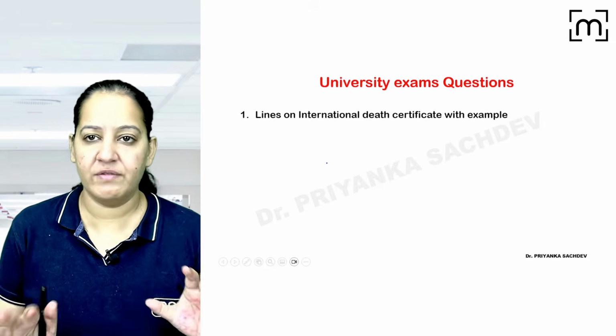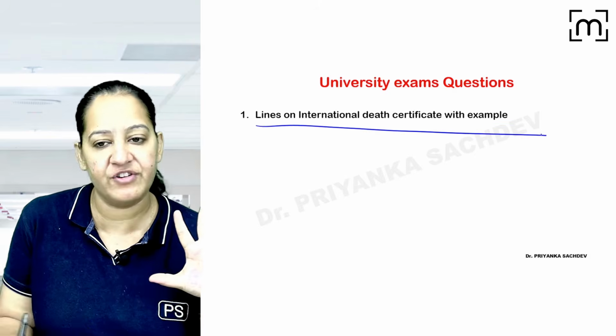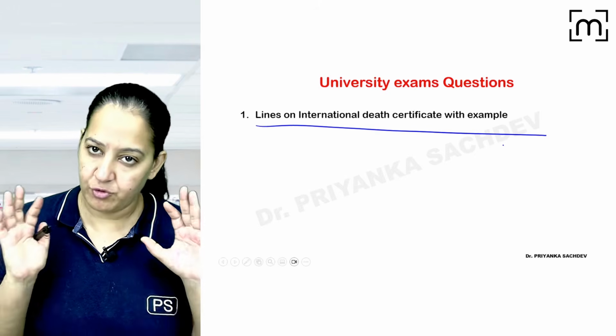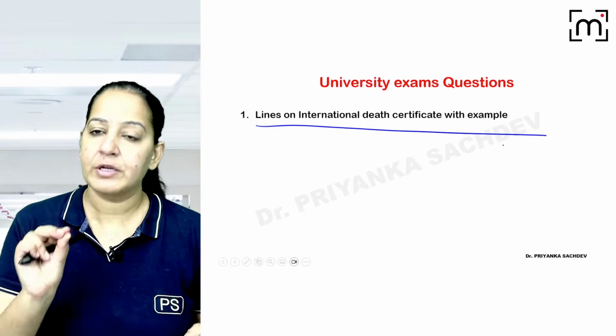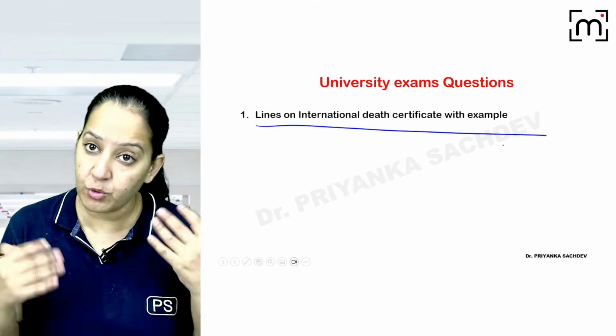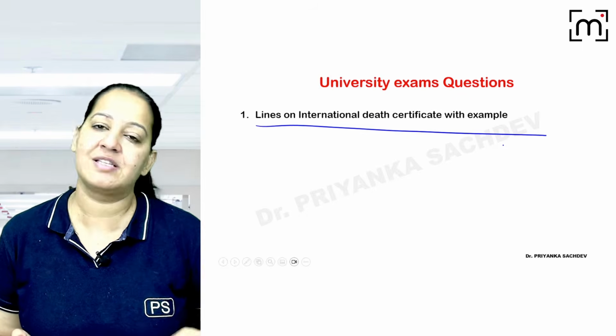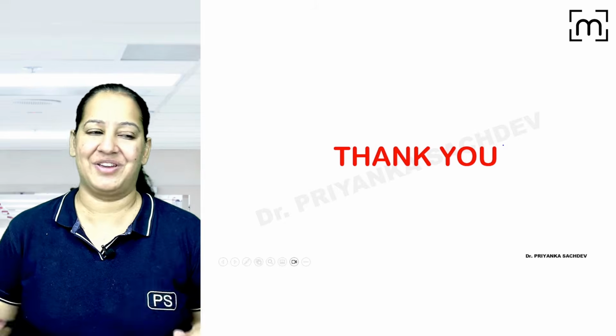So in university exams, you usually get a 3-mark or 5-mark question on the lines of the international death certificate. So you have to write the total 5 lines, and you have to write which line is indicating what. You have to give 2-3 examples to explain. I have given you the examples now, so you have to explain with the help of examples also. That's all about it. Thank you.